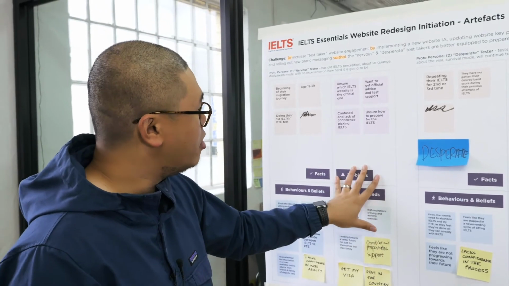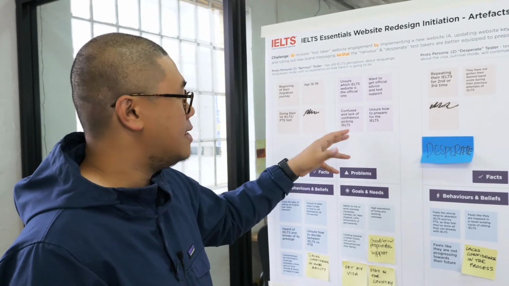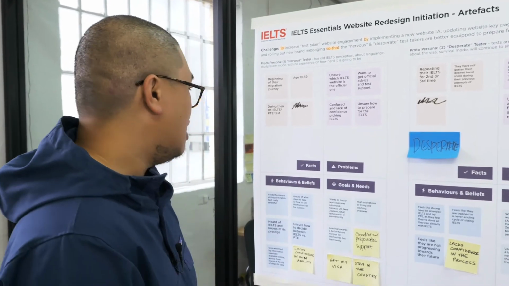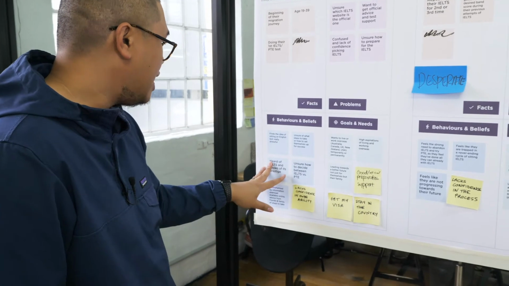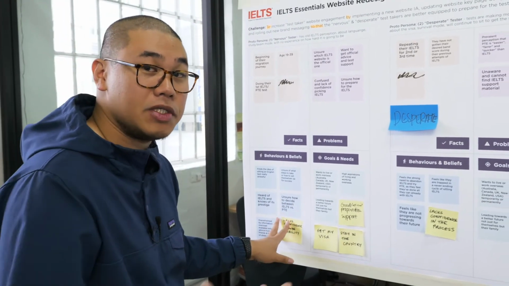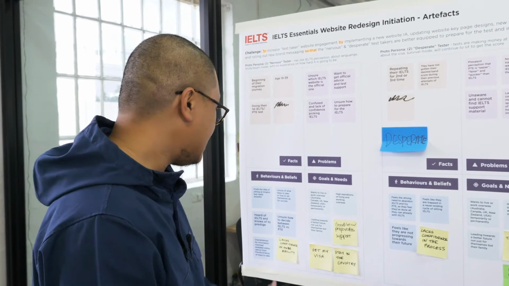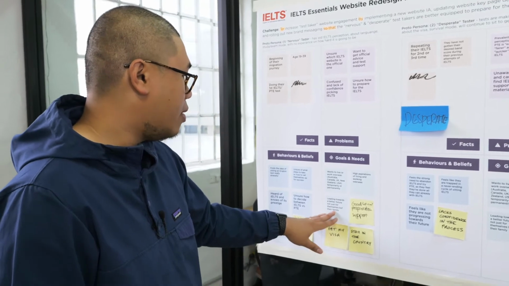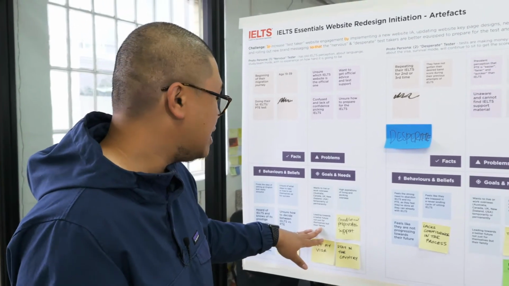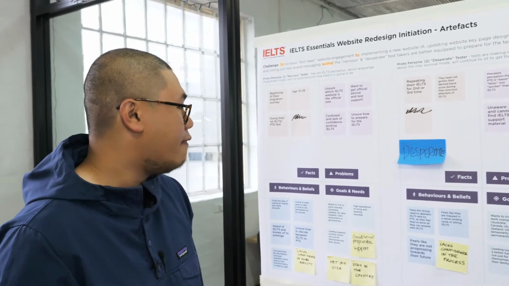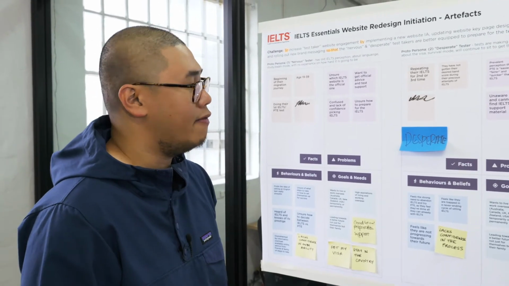An example of a problem is that this nervous tester is unsure on how to prepare for the IELTS. What are their behaviors and beliefs? They're unsure how to decide between IELTS or PTE, which is the competitor that IELTS is going against. And in terms of goals and needs, they want to live or work overseas, for example, in Australia, Canada, the UK. They also have high aspirations of living and working overseas.